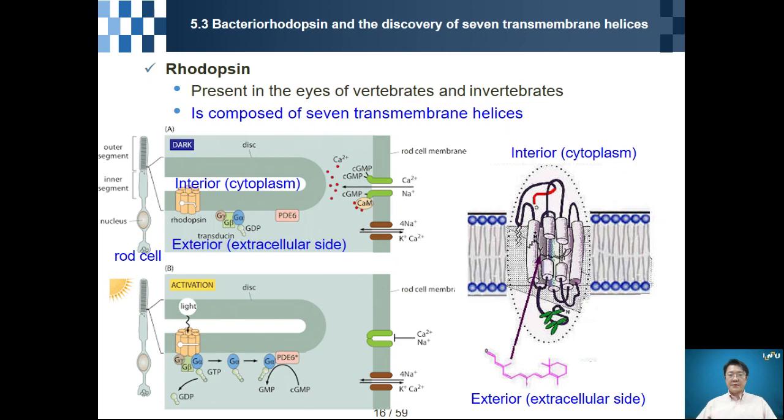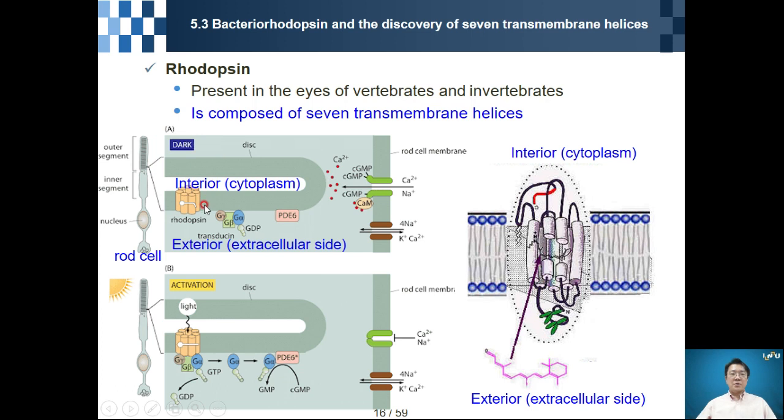In the previous slide we learned about bacterial rhodopsin. In this slide we will cover rhodopsin. Rhodopsin is present in the eyes of vertebrates and invertebrates. In vertebrates, rhodopsin is present in the rod cell. The rod cell is composed of the outer segment and the inner segment. Rhodopsin is present in the outer segment, which is composed of several discs. Rhodopsin is present in the disc.